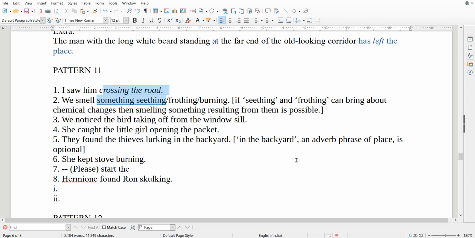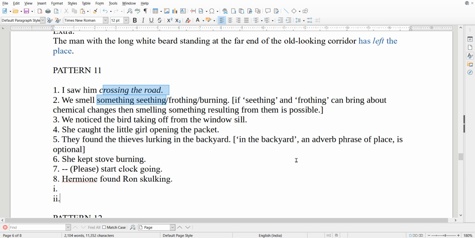Please start the motor. Okay, please start the motor. No. Maybe please start the motor going. That's possible, but this is the form. Okay, the motor going. Please start the motor going. Please start the motor is definitely possible. Please start the clock going should be fine as well.